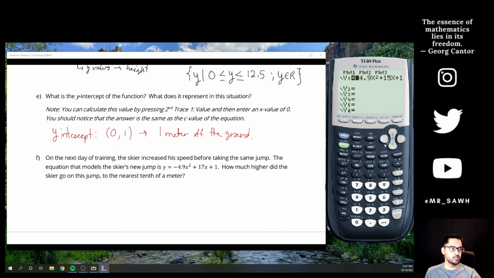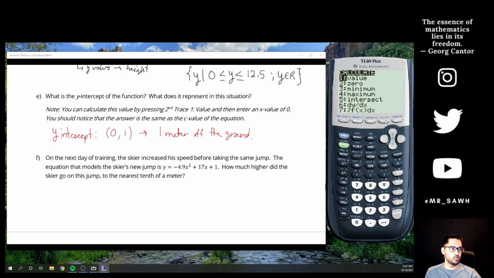Well, we can graph two equations on the same thing. So I'm going to press the down arrow on y equals and go into y2. And if I go to the left, I can make it a bolded line by scrolling all the way left and hitting enter. And you'll see the thickness of that line change. So I'm going to put in the other equation, so negative 4.9 x squared plus 17x plus 1. And then if I hit graph, what you'll see is the new jump graph there as well. So the skinny line was the original, the bolded is the new one.